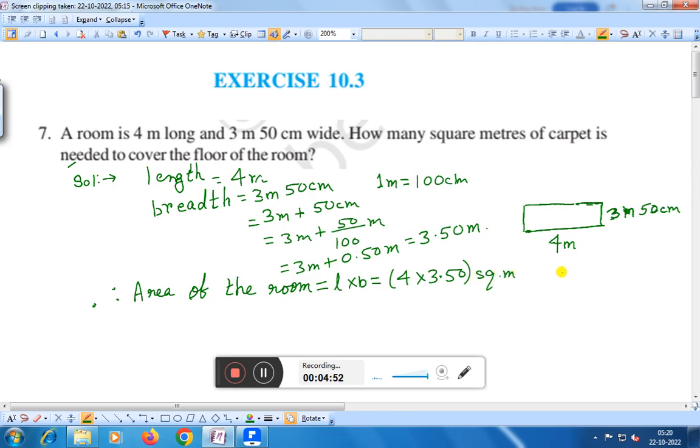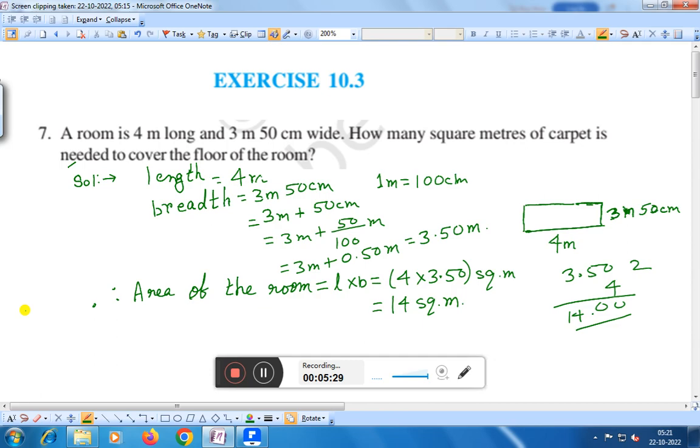Now to multiply 3.50 into 4, that is 400. 4 zeros are 0, 4 fives are 20, carry 2, here it is 0. 3 fours are 12, 13, 14. Right? The answer is 14. Therefore it is equal to 14 square meter.